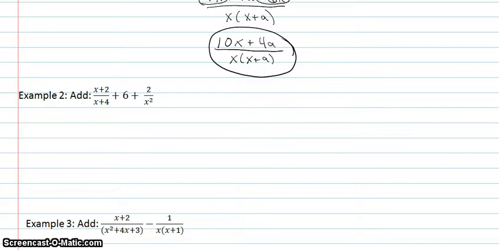The next example is very similar. We're adding, and we've got variables in our denominators, so we're going to have to include them in the common denominator. So we're going to have an x squared. The 6 only has that understood 1, and 1 times an x squared is still an x squared, so we don't really have to worry about the 1. And then we'll have an x plus 4 that we need to include.